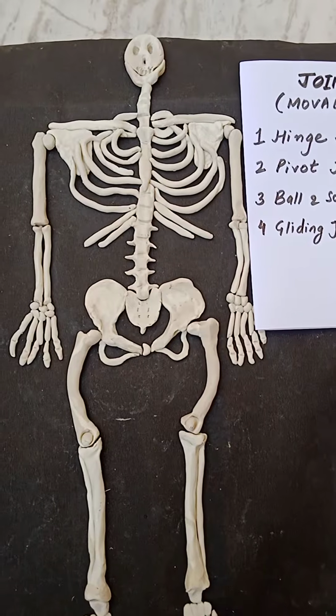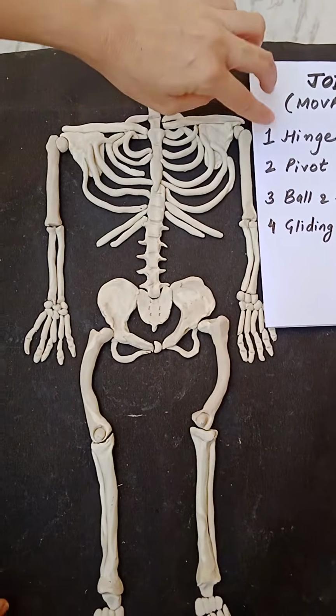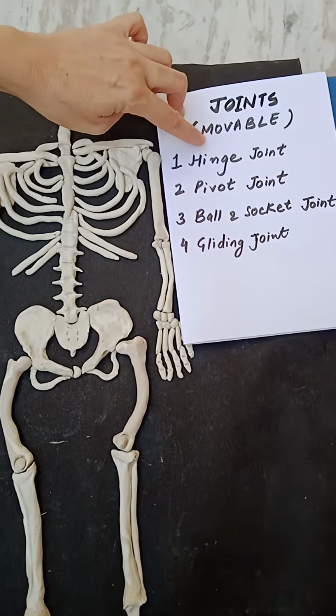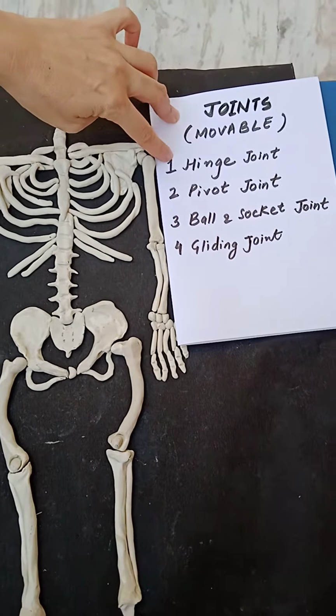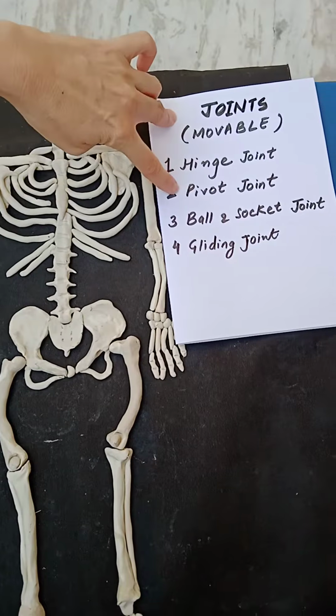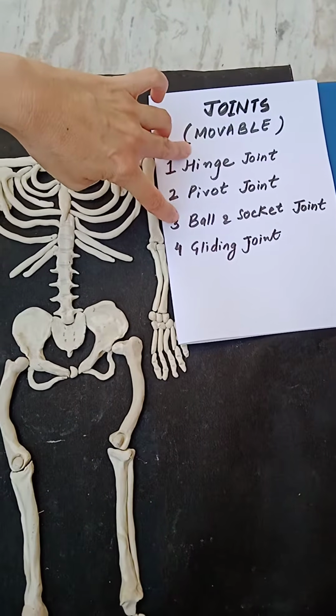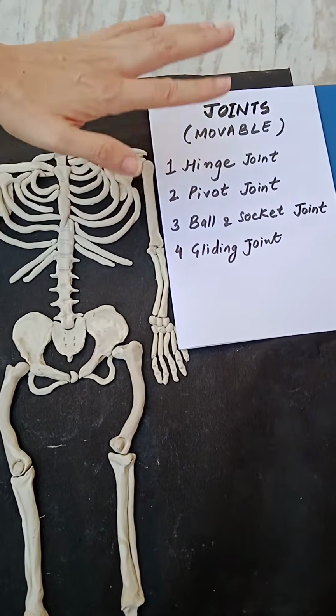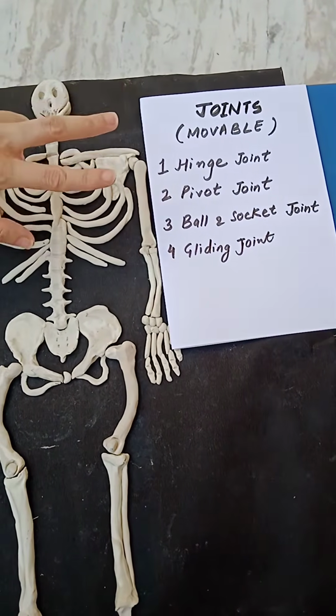So today we will discuss the topic of joints. You all can see that I have taken the topic of movable joints today. The first movable joint is hinge joint. Then we have pivot joint, ball and socket joint, and gliding joint. We have two more joints, but as per the level of class 5 and 6, these four joints are important.